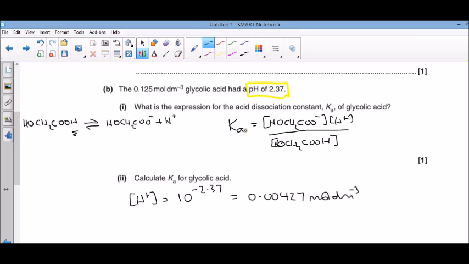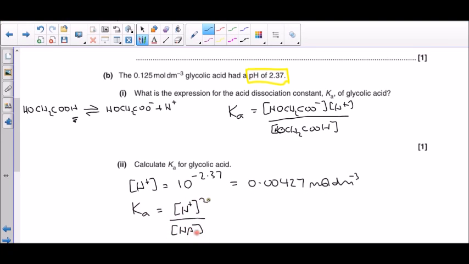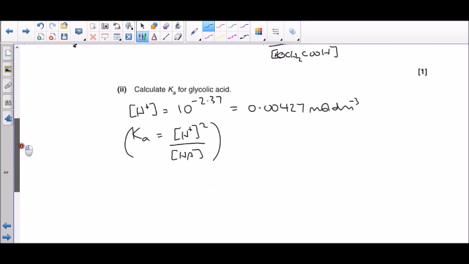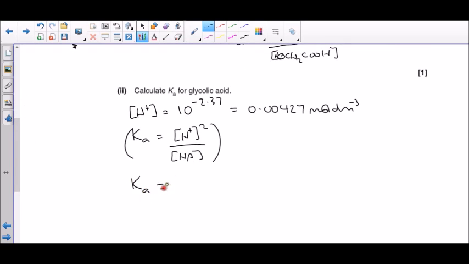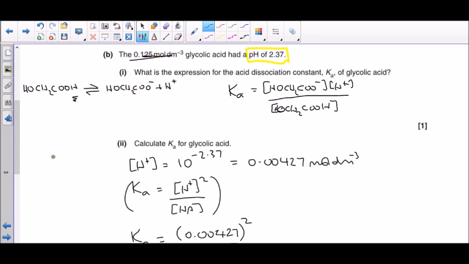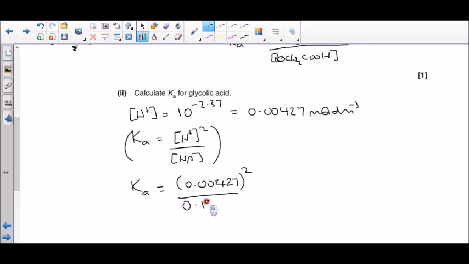Next, we can rearrange, and remember this is a weak acid, it's not a buffer, so we can approximate to say that Ka is equal to H plus squared over HA. Okay, so we'll just remind ourselves of that there. So if we're going to do Ka, then we put those numbers in. We've just worked out the H plus concentration. I'm going to square that, and the concentration of the acid is up here. And that's going to give us 1.46 times 10 to the minus 4.